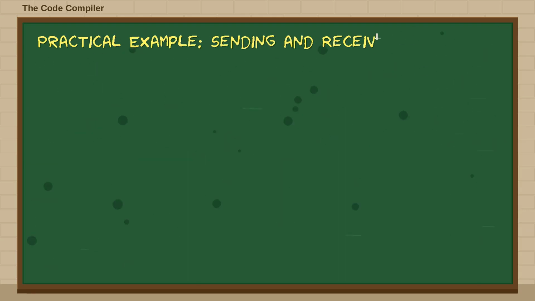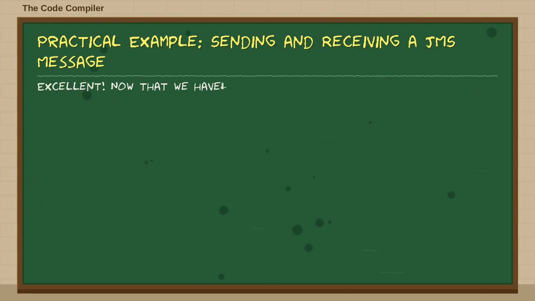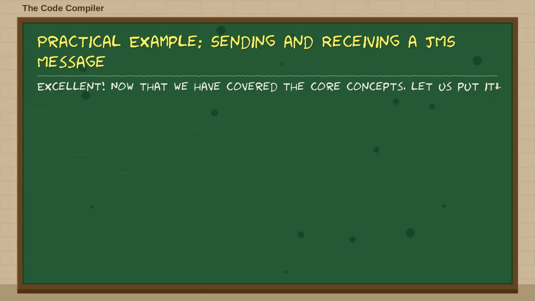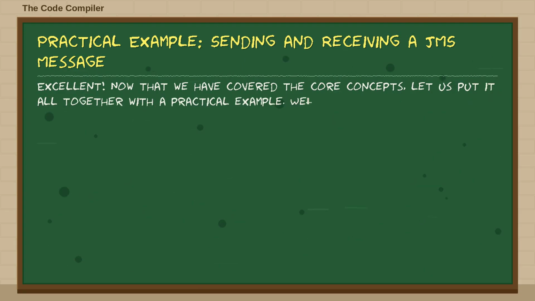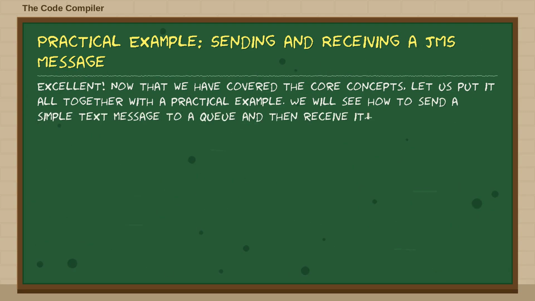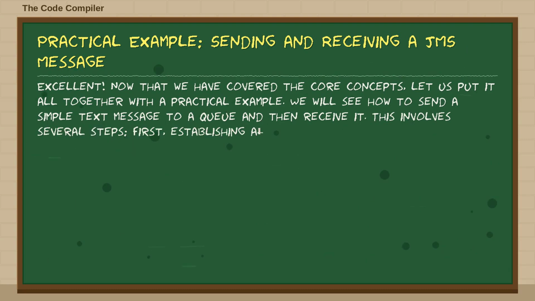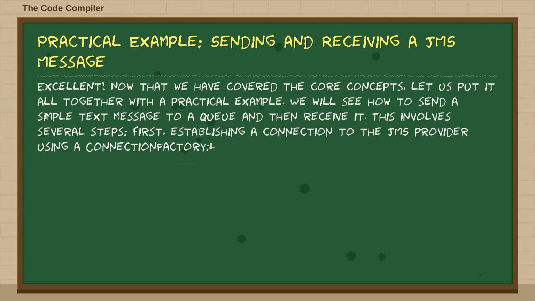Excellent. Now that we have covered the core concepts, let us put it all together with a practical example. We will see how to send a simple text message to a queue and then receive it. This involves several steps. First, establishing a connection to the JMS provider using a connection factory, then creating a session, which is a single-threaded context for producing and consuming messages. Next, we create a message producer to send messages and a message consumer to receive them. Finally, we send our text message and then retrieve it.